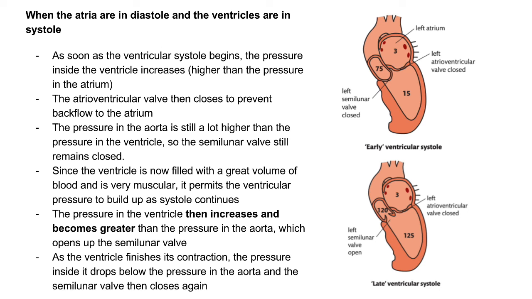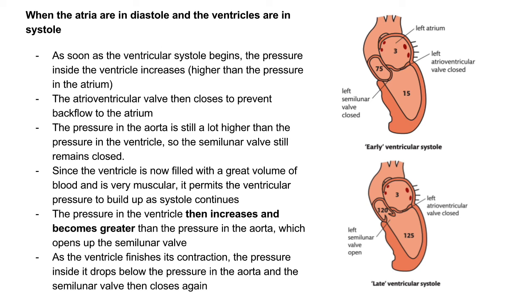And the pressure in the aorta is still much, much higher than the pressure in the ventricle, as you can see on the right, as the pressure in the aorta is at 75. So the semilunar valve, which is located in between the aorta and the ventricle, remains closed. However, since the ventricle is now filled with a lot of blood and is also very, very muscular, it allows the ventricular pressure to keep increasing as the systole continues.